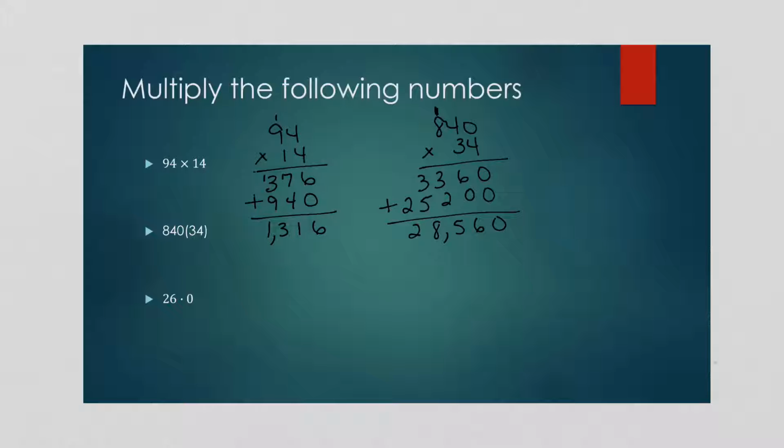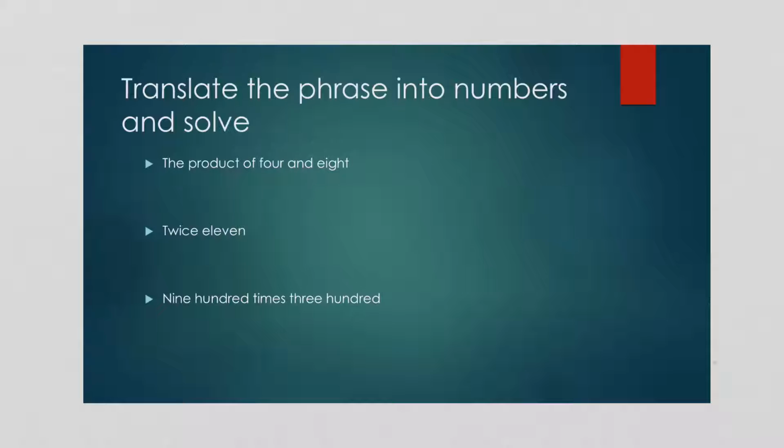Alright, so take a look at the last one. 26 times 0. Anything times 0 is just 0. So our answer here is 0. Alright, so now we're going to translate. The word product means the answer to a multiplication problem. So the product of 4 and 8, we can write it like this. 4 times 8, and we get 32.